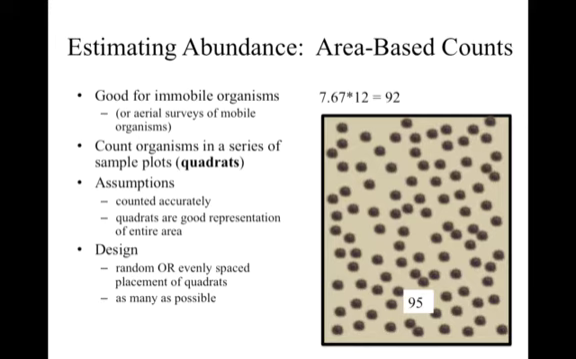A couple of assumptions go into using area-based counts. First, you have to assume that you counted accurately. That seems like a no-brainer, but sometimes organisms are camouflaged and it's hard to see them, and so you might get your counts wrong.